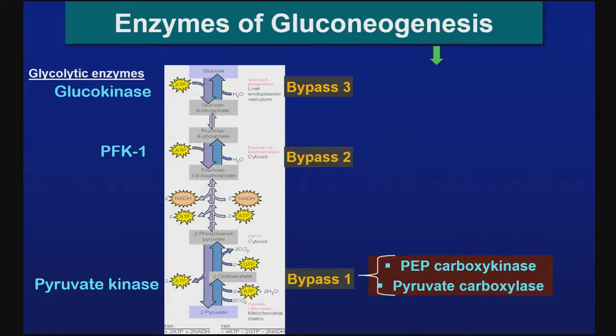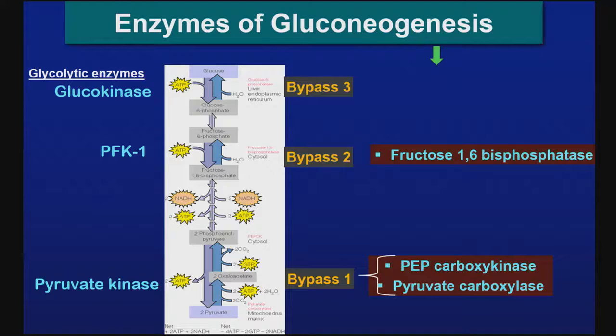So the bypasses. Now the first bypass: in order to reverse the reaction catalyzed by pyruvate kinase, you have two enzymes in gluconeogenesis. The first one is pyruvate carboxylase, okay? And the second one is the PEP carboxykinase, phosphoenolpyruvate carboxykinase, called PEPCK, okay? So two enzymes just to reverse one single reaction that is catalyzed by pyruvate kinase. We're going to talk about all of them in detail.